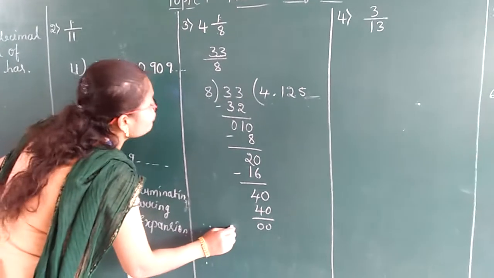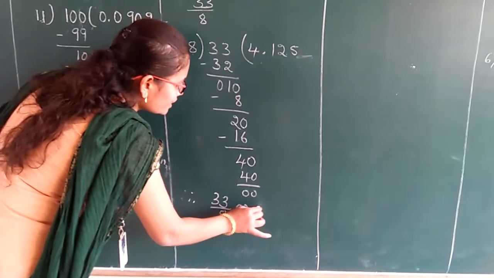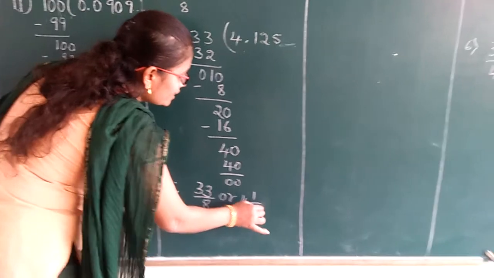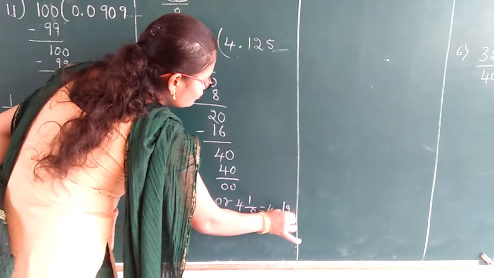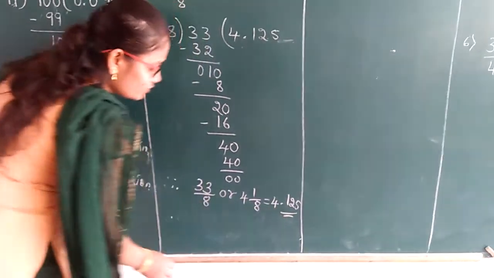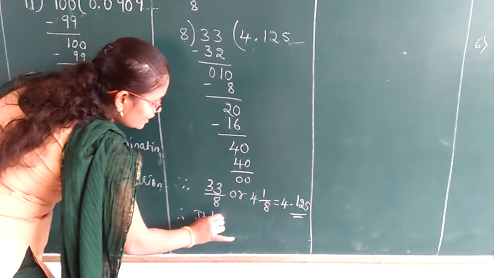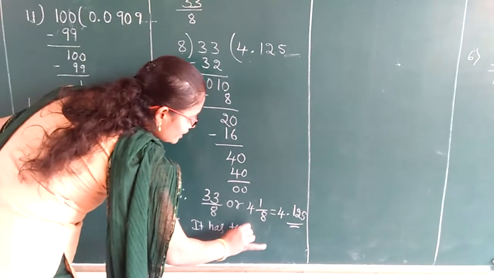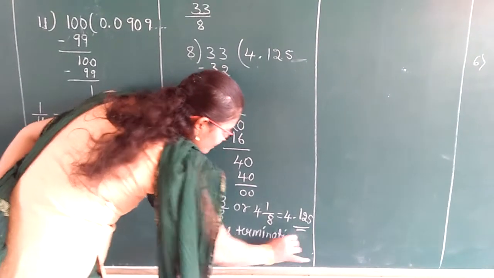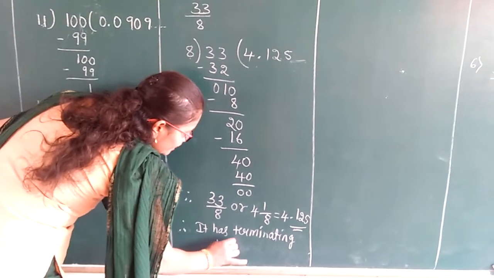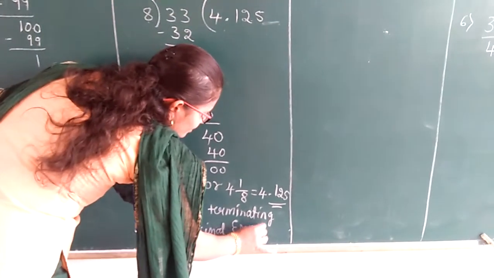So what type of decimal expansion does it have? Therefore 33 by 8, or 4 1 by 8, is equal to 4.125. So it has ended. We can call this a terminating decimal expansion.